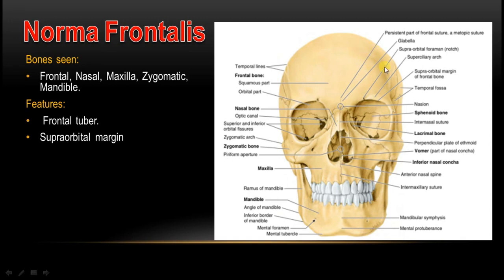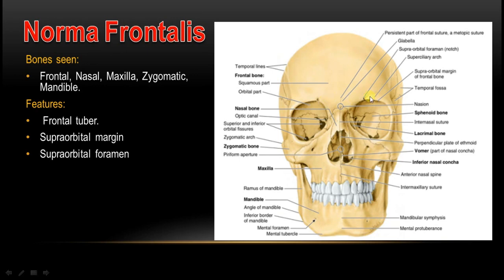So the most prominent part is actually the frontal tuber. You are able to see the frontal tuber. The squamous part forms a margin which is called the supraorbital margin. In the medial part, the margin is indented by a notch, or sometimes the notch becomes a round foramen which is called the supraorbital foramen. The supraorbital foramen transmits the nerves and vessels of the same name. Medial to that we have the supratrochlear vessels and nerves.